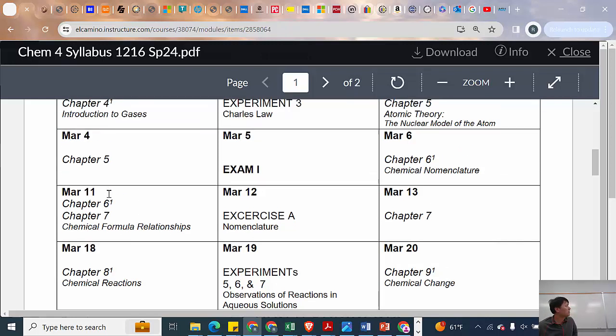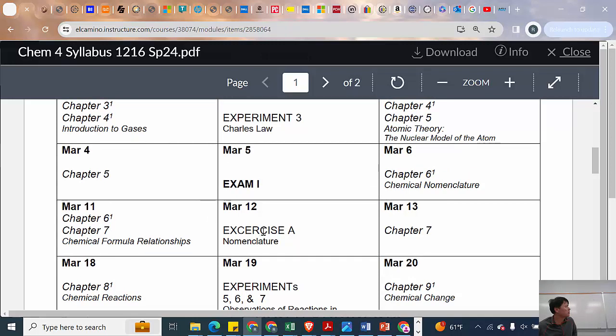All right, we're supposed to be starting chapter 6. Chapter 6 is nomenclature. That should go pretty fast. And then chapter 7 we should be getting into. But I think what I'll do for today is we'll finish off chapter 5. And then chapter 6 I'll talk about tomorrow in conjunction with the nomenclature worksheet. And then probably chapter 7 on Wednesday. And so that's the plan for right now.